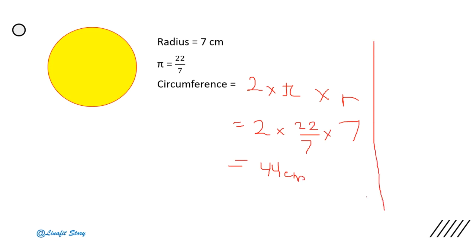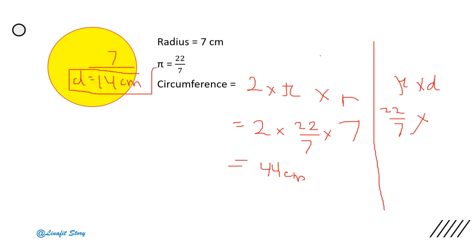But if you want to choose the second way, the circumference equals pi times diameter. So 22 out of 7 times... If the radius equals 7 cm, what is the diameter? So the diameter is 14 cm, 2 times 7 equals 14. So pi times diameter, 22 out of 7 times 14 cm equals 44 cm.